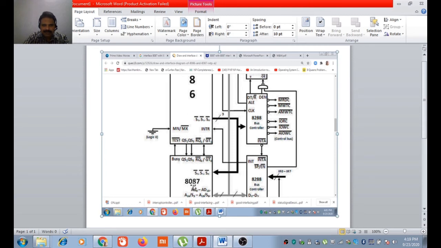Once the result is computed by 8087, it will make the BUSY pin 0 and a logic low reaches the TEST bar pin. This TEST bar pin is active low. So once a logic low reaches the TEST bar pin, 8086 can continue the execution of the remaining instructions.